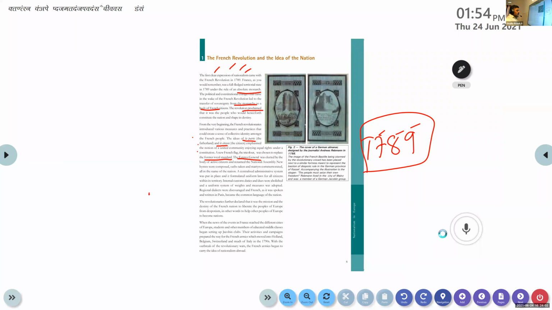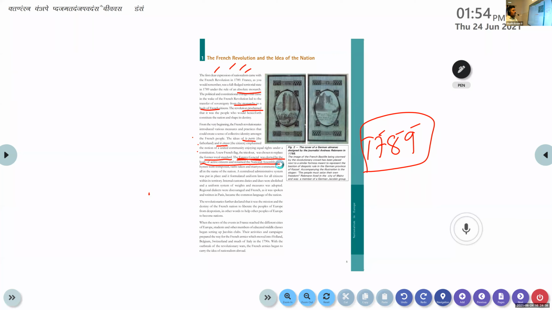Now I want to teach chapter number 1 from class 9 and class 10, chapter number 1 also. Both chapters together. So listen carefully. The Estate General was elected by the body of active citizens and renamed the National Assembly. Underline that. So there are no privileges for anyone. The Estate General was also to be elected from the people.